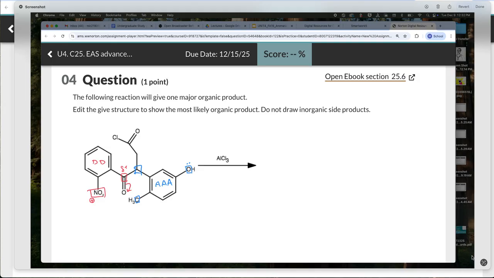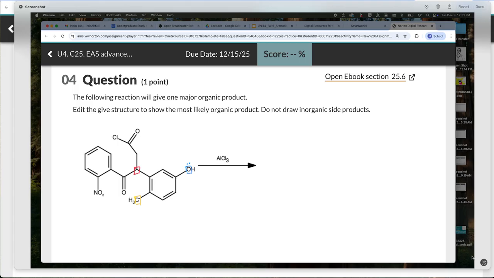Okay, so if we're looking at triply activated, if we're going to run this chemical reaction, which ring would we expect to react? The deactivated one or the activated? The activated. Okay, so we're going to ignore the deactivated ring because that's not going to help us out. And so now we'll look at the activated ring. If it is activated, and we have three activators, where does my reaction happen?